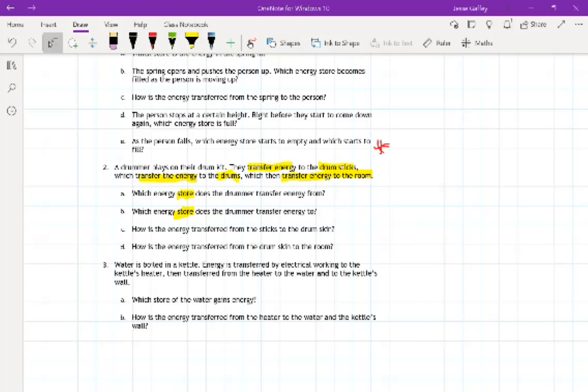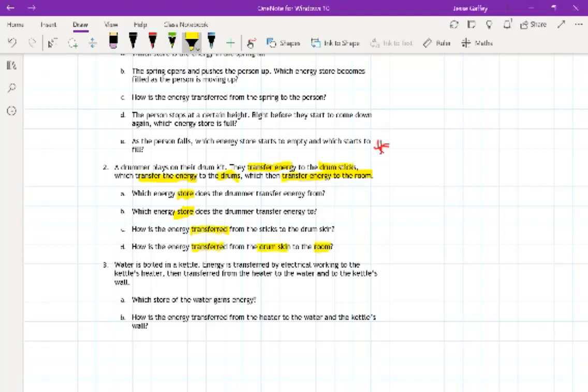How is the energy transferred from the stick to the drum skin? So what energy transfer is happening here when the stick bangs the drum? Well, that's a physical contact, a physical force, so that's going to be mechanical working. So well done if you said that. And then how is energy transferred from the drum skin to the room? Well, that's going to be by sound, and that's going to be a wave transfer, waves.